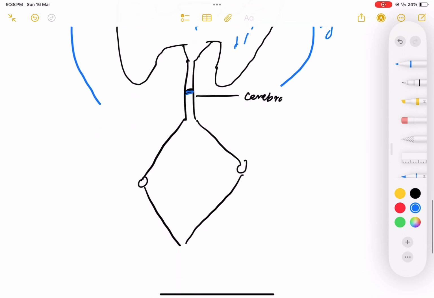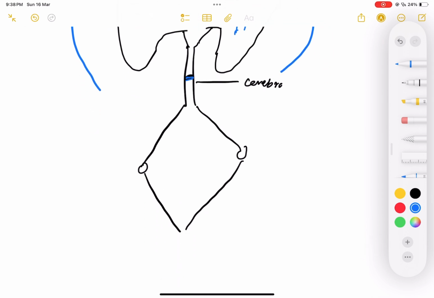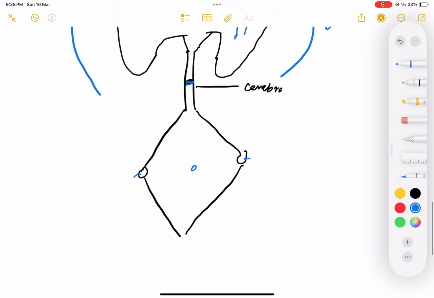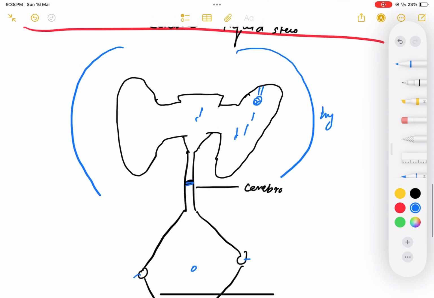those CSF content, right? And similarly, it can also cause, for example, if we have closure of the Luschka and Magendie, which we have already discussed, it can also lead to hydrocephalus.